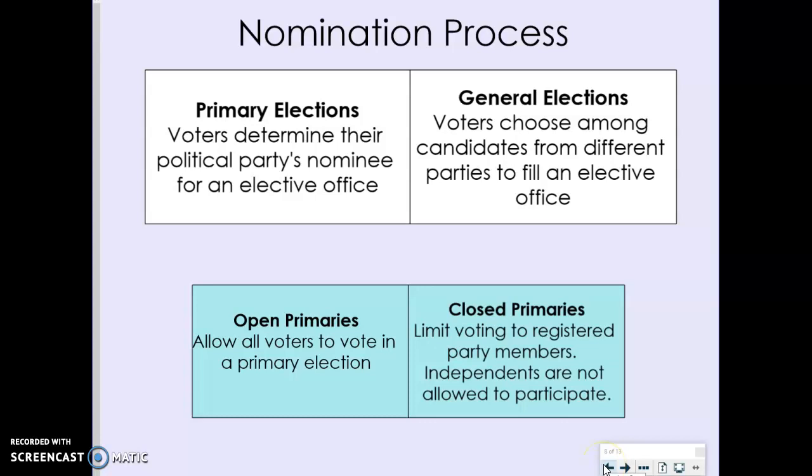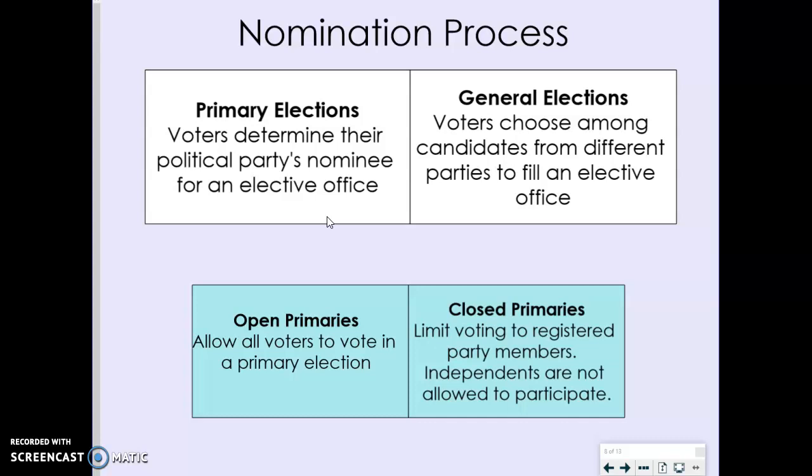And for most national or state offices, candidates must compete for their party's nomination in a primary election. So when you hear about primary elections, our next one is coming up on March 3rd, I believe. Voters determine their political party's nominee for an elective office. So you're going in and you are casting your ballot to determine who's going to be the nominee for the Democrat or the Republican Party. If you win that election, you go on to face the nominees of the other party, your opposition, in a general election. That would be held later on.